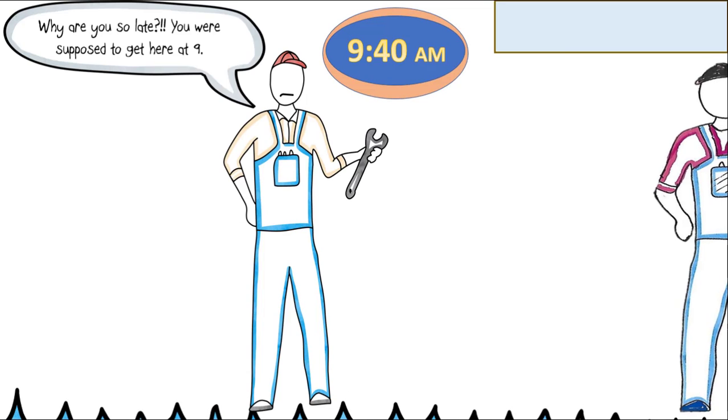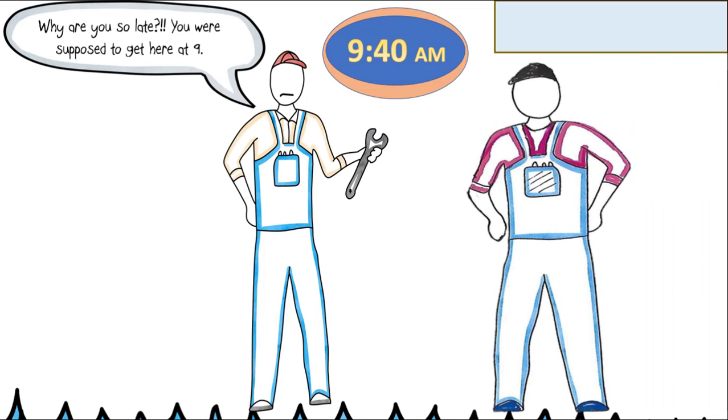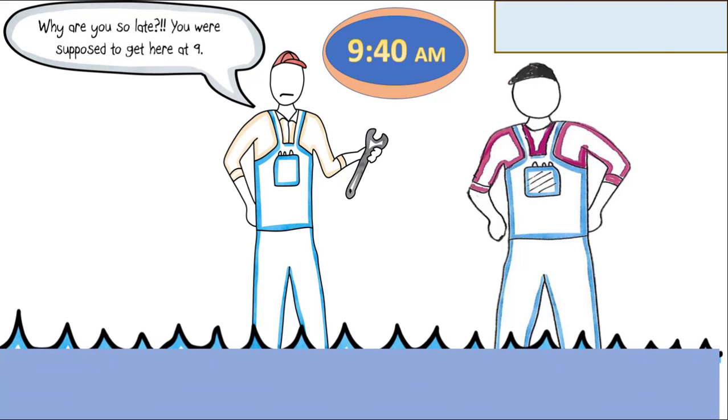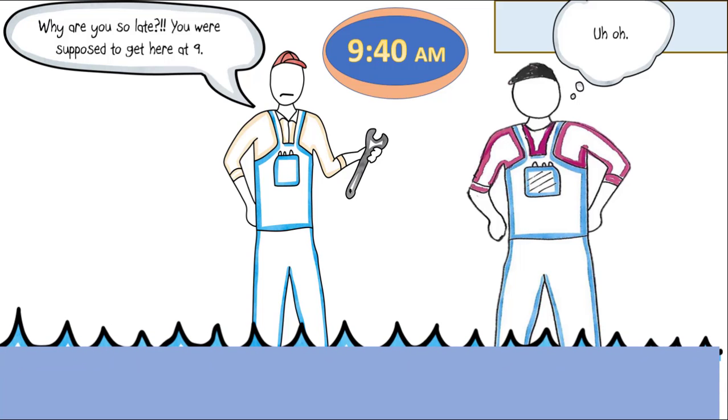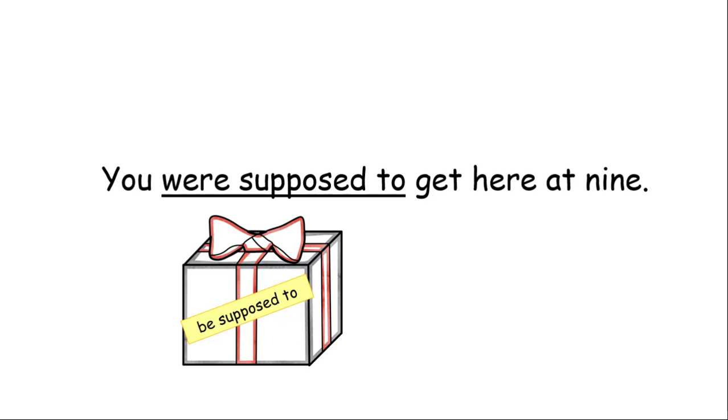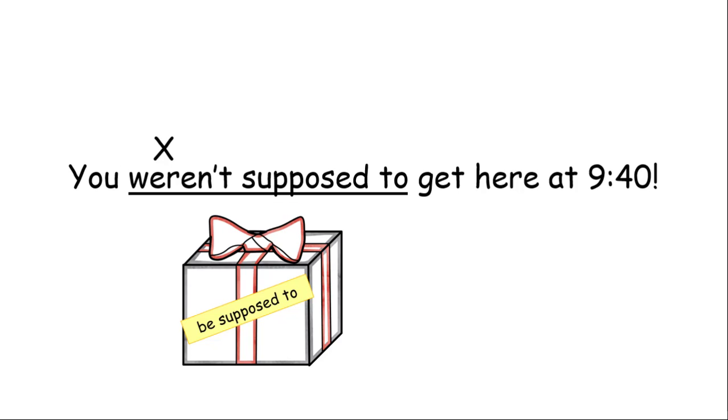Last, we have supposed to. It is used to show that some action is expected. Often it is used when a person has not done what they were expected to do. Why are you so late? You were supposed to get here at 9. A form of be has the job of the X word. You weren't supposed to get here at 9:40.